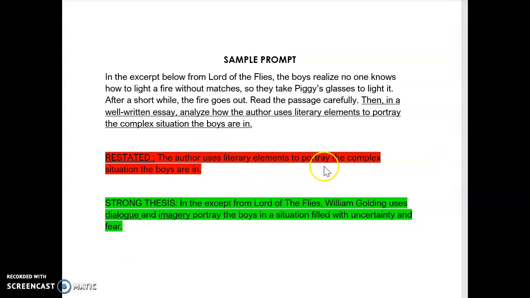And this is a sample prompt. It says, in the excerpt below from Lord of the Flies, the boys realize no one knows how to light a fire without matches, so they take Piggy's glasses to light it.